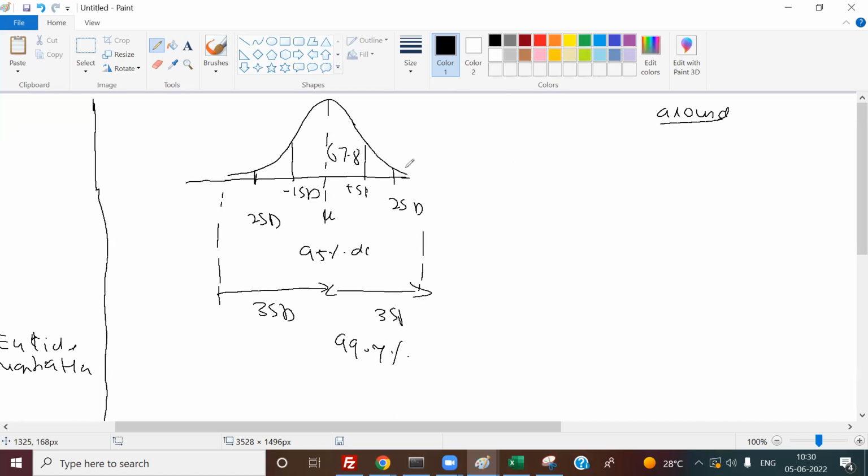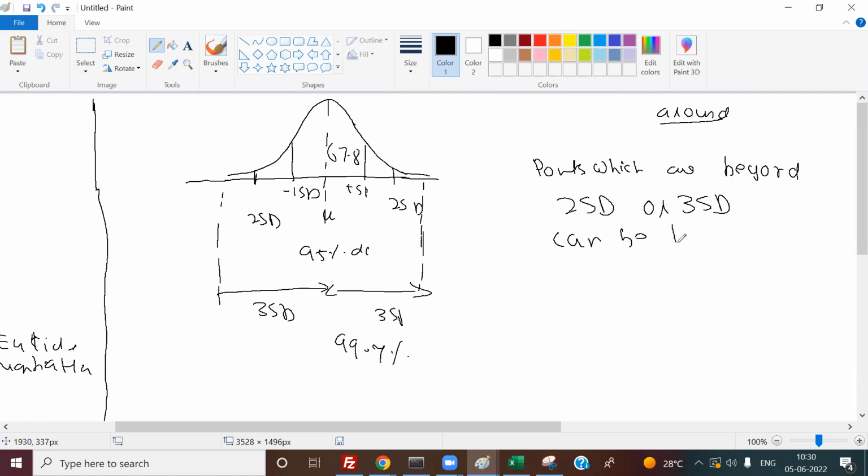Now, अब ध्यान से सब लोग देखना. The points which are beyond 2 standard deviation or 3 standard deviation can be taken as outliers.